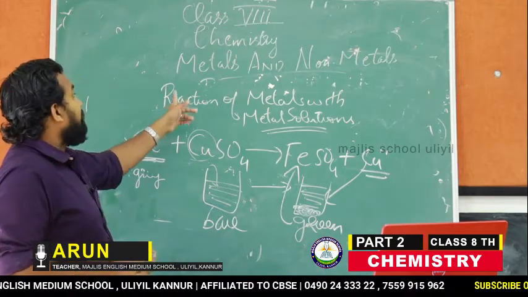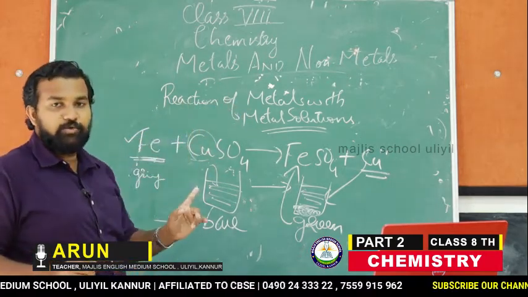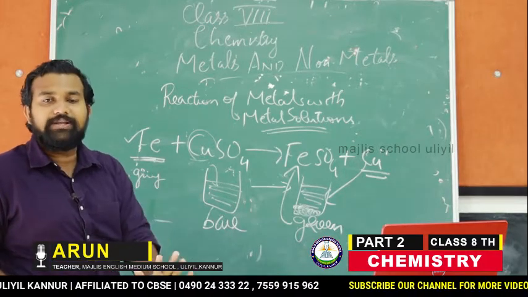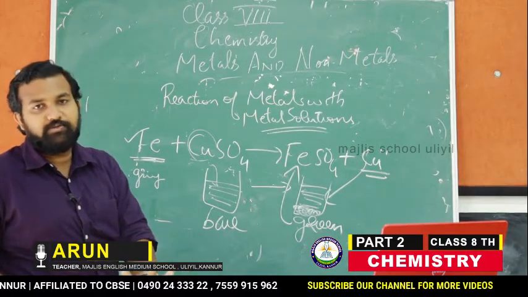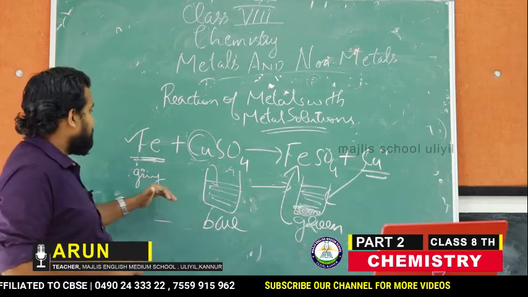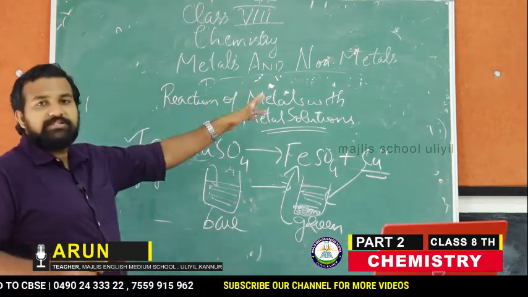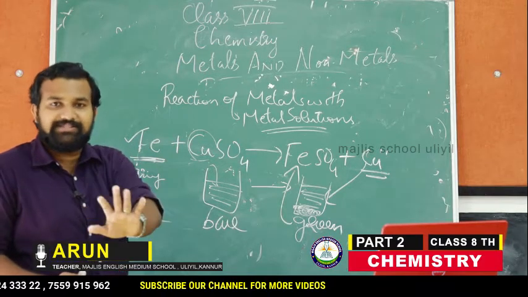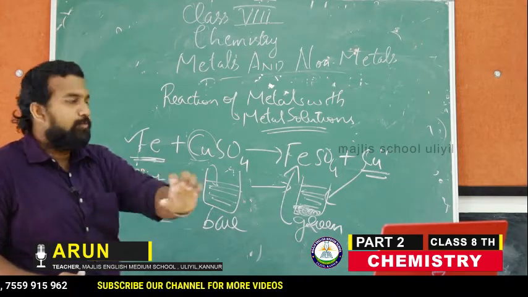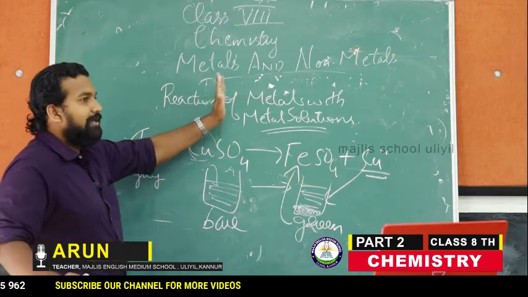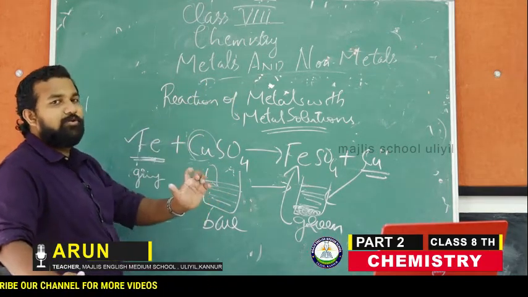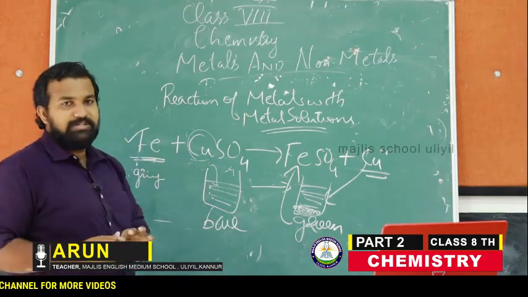Okay, so whenever metal is reacting with metal solutions, the higher reactive metal will displace the lower reactive metal from its metal solutions. We will discuss the reactivity order of metals, which is the more reactive one and which is the lower reactive one, in the next class. Don't worry about it. But now understand that whichever metal is stronger will displace the lower reactive or weaker ones from the metal solutions.